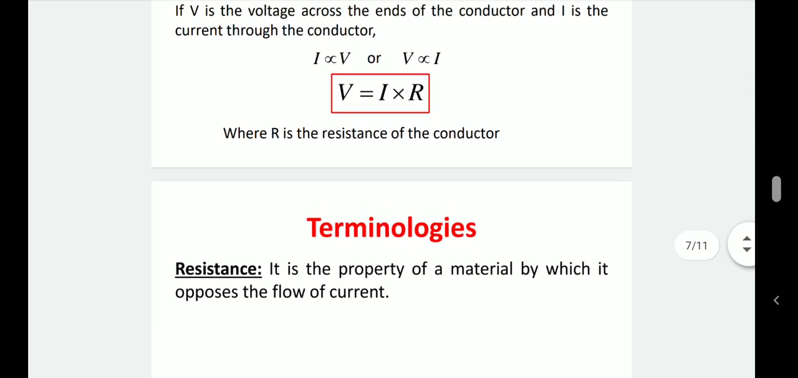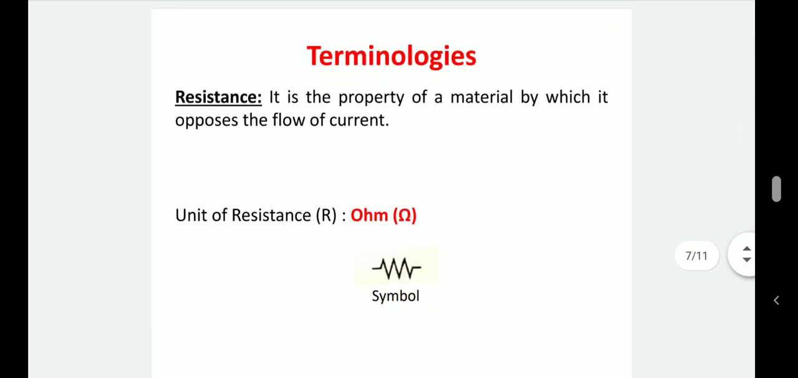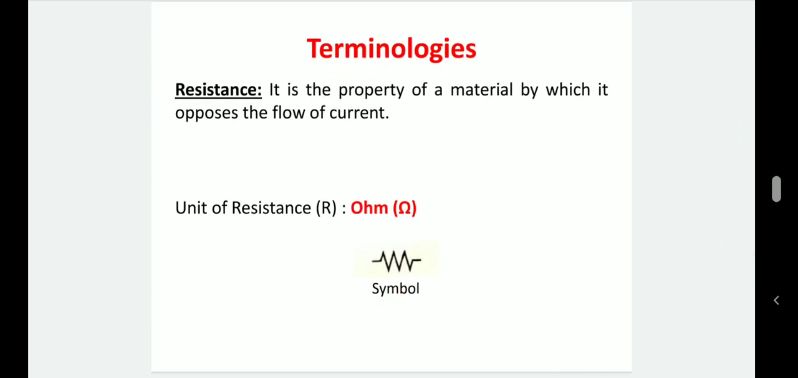Okay, then what is meant by resistance? The next term is resistance. Resistance is the opposition to the flow of current. Okay, we all know that. So it is the property of a material by which it opposes the flow of current. It is called resistance, the unit of resistance is ohm, and resistance is denoted by the variable R. Okay, this is the symbol for resistance.